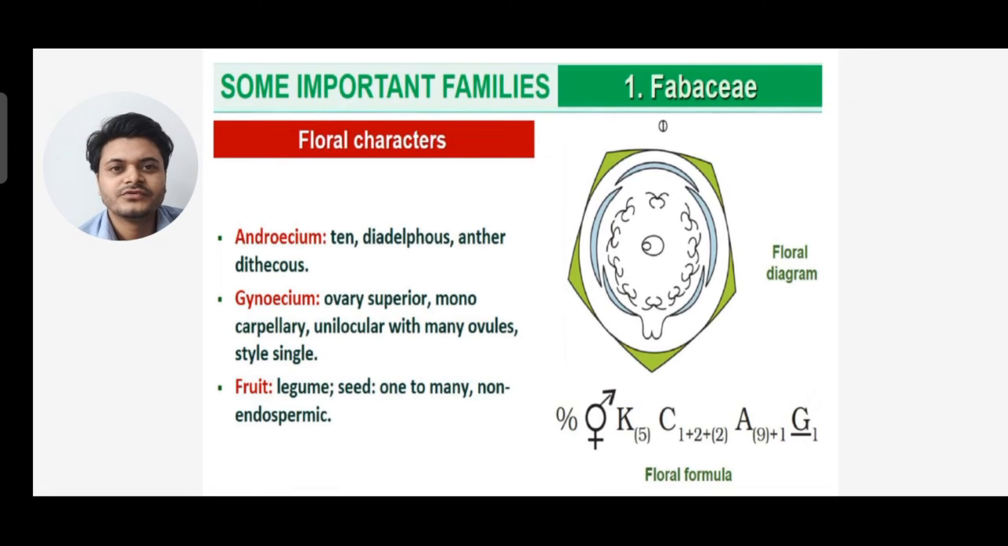Now you can see a few more floral characters. Androecium is 10, diadelphous, and anthers are dithecous. See, 2 bundles are present, 9 plus 1, 9 fused and 1 free. And gynoecium: the ovary is superior, monocarpellary, unilocular with many ovules, and the style is single. Regarding fruit, it is a legume, and seeds are one to many, non-endospermic.